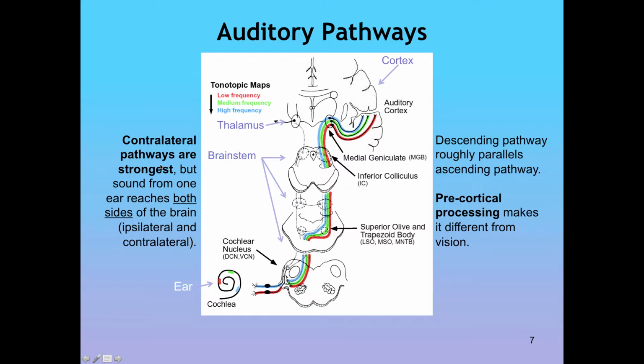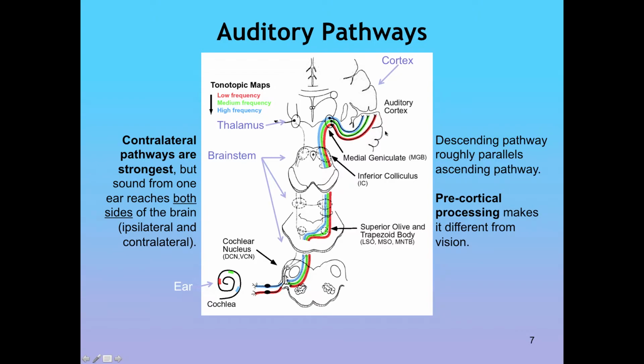And one thing you'll notice here is that the pathways being shown are starting on one side of the body, so we're looking at the ear on this side of the body, but we're showing the processing happening on the opposite side of the brain, and this is known as contralateral processing.